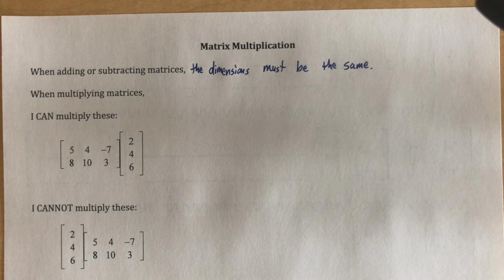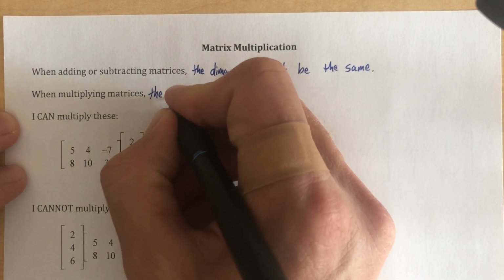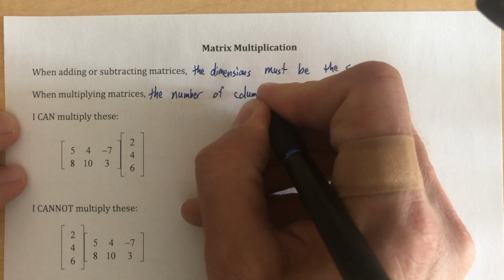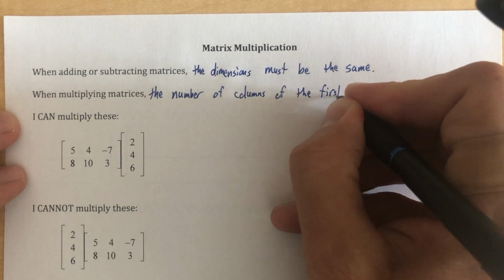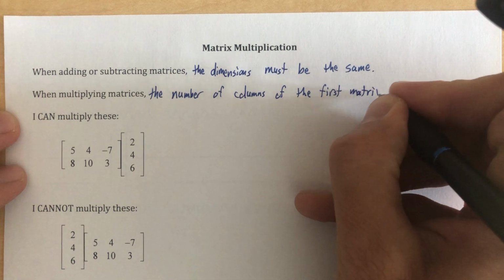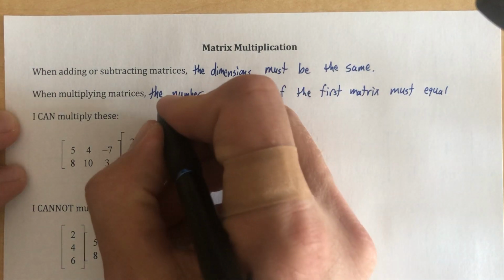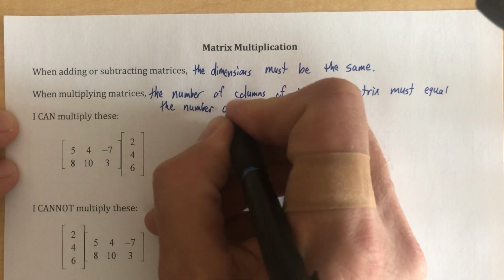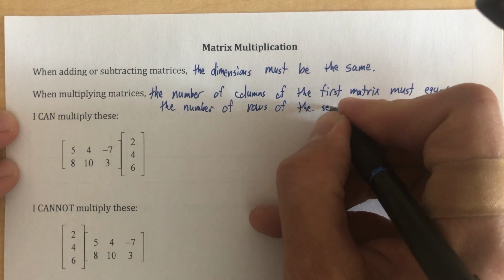And actually, this is going to be really wordy, but then when you see it in an example, you'll understand. So when multiplying matrices, the number of columns of the first matrix must equal the number of rows of the second matrix. It'll make sense in a minute.